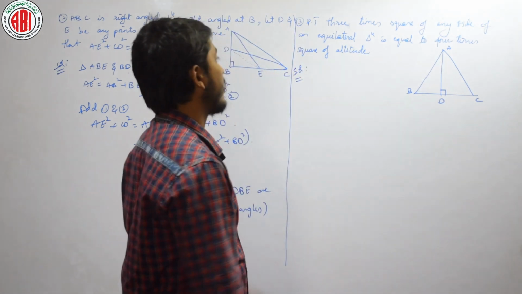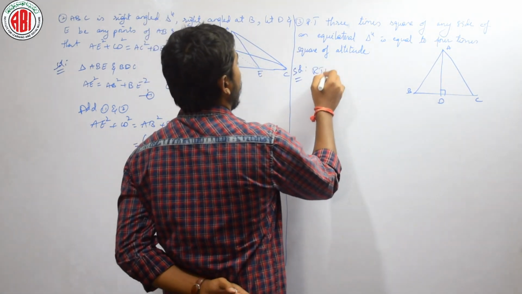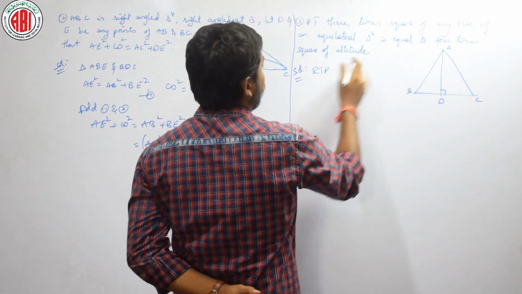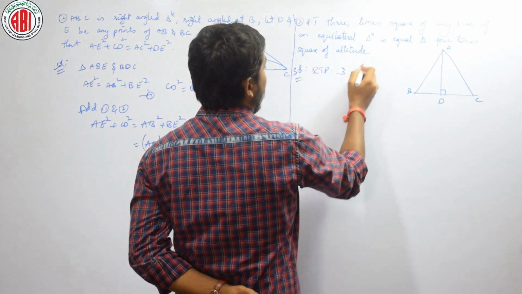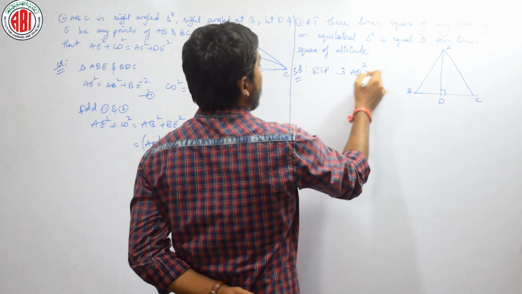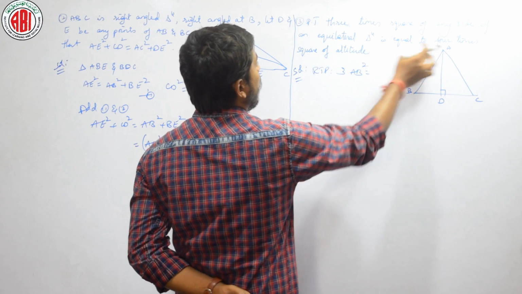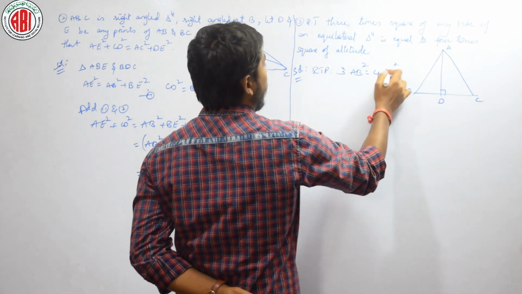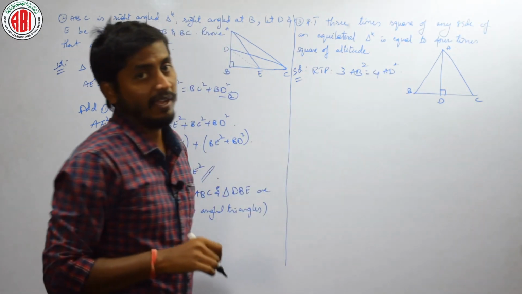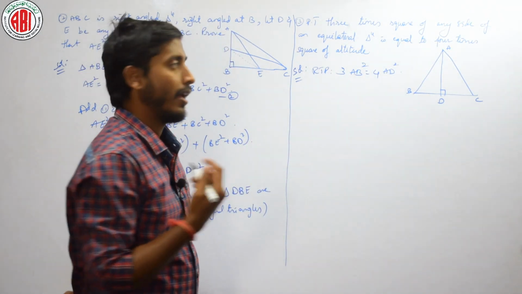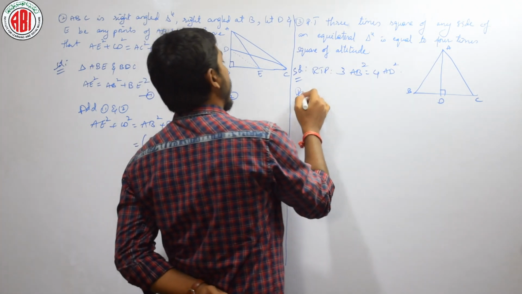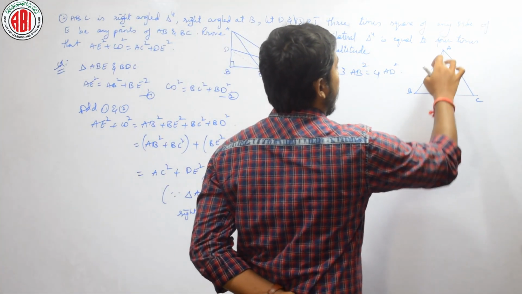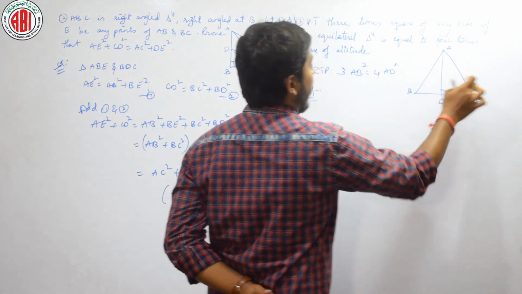What we have to prove is 3 times the square of any side, let us assume AB, is equal to 4 times the square of its altitude. What is its altitude? AD square. That is what we have to prove. Now let us prove it. Here there are 2 right angle triangles, one is ABD and one more is ADC.